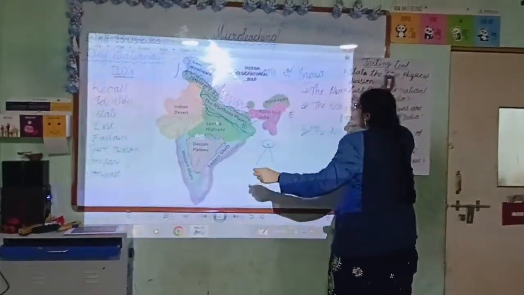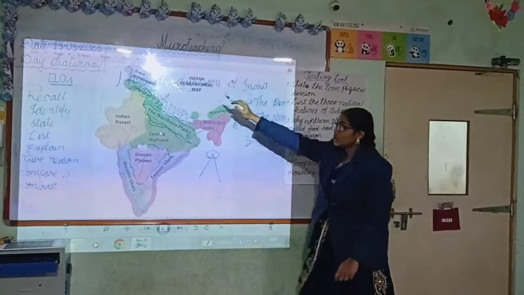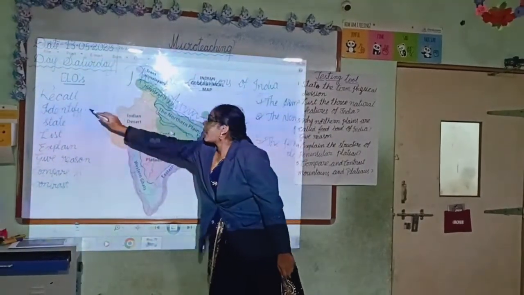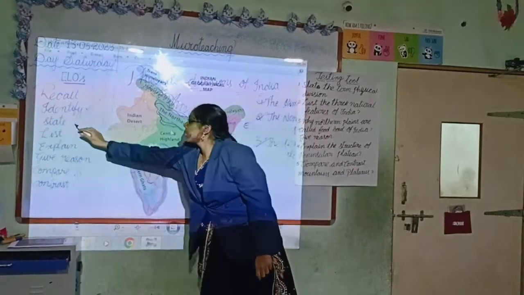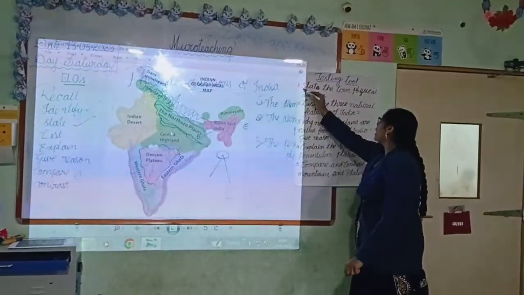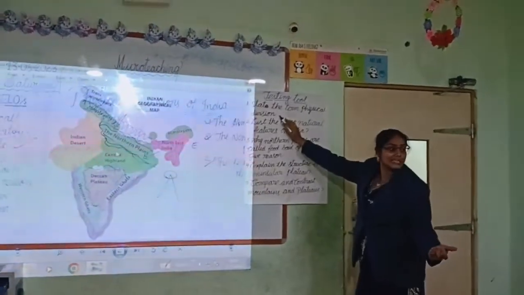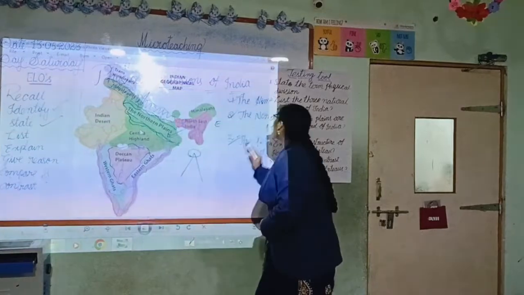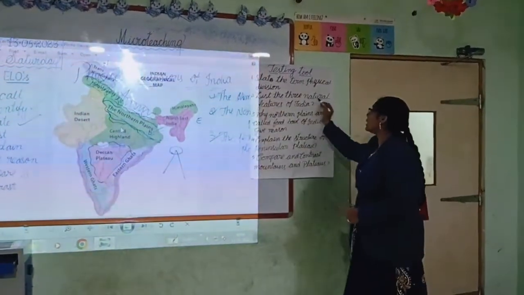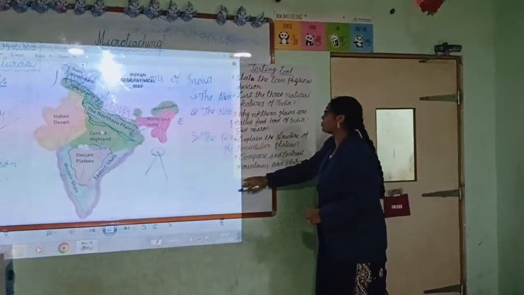Now let us go to the evaluation chart. Identify whether it is a physical map or a political map. Next, state. State the term physical division. You have to write the meaning of physical division. Next, list. List out the three natural features of India.